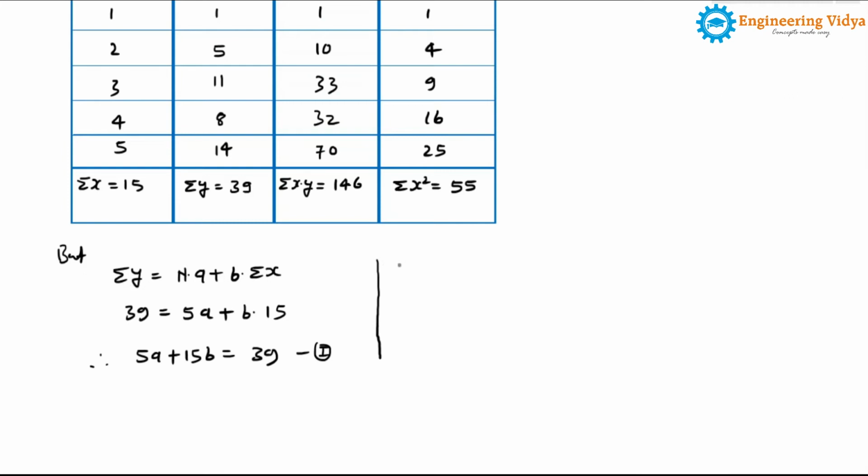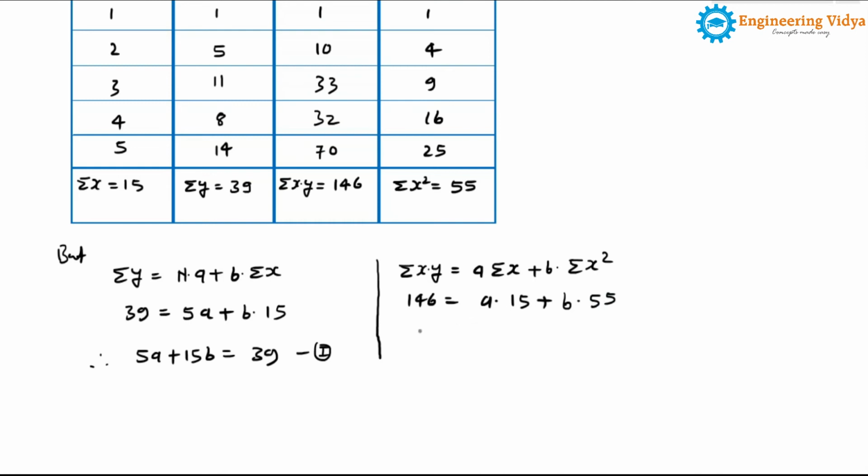On the left hand side, if I multiply by x, we get summation of x into y. The right hand side also will be multiplied by x. If I multiply by x with a, n is converted into summation of x, so we get a into summation of x. This is not the rule, this is the trick to memorize the equation or formula. B and x will be multiplied by x, so we get summation of x square. Summation of x into y is 146, summation of x is 15, b stays as it is, and summation of x square is 55.